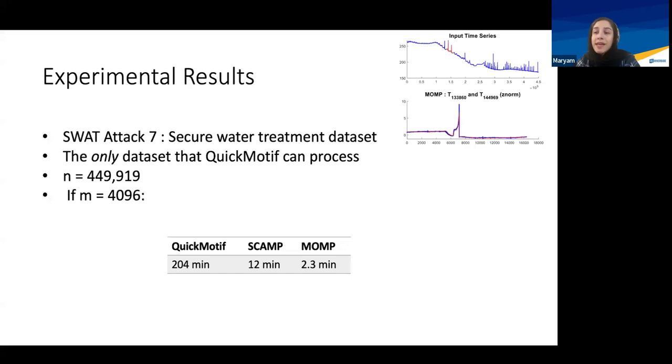Some more experiments I can point to: industrial monitoring, where MOMP identified operational anomalies in secure water treatment systems, aiding in system reliability. And this experiment was the only one where Quick Motif could handle it because of the short lengths of the motif. If we increase the lengths of the motif, Quick Motif would fail.